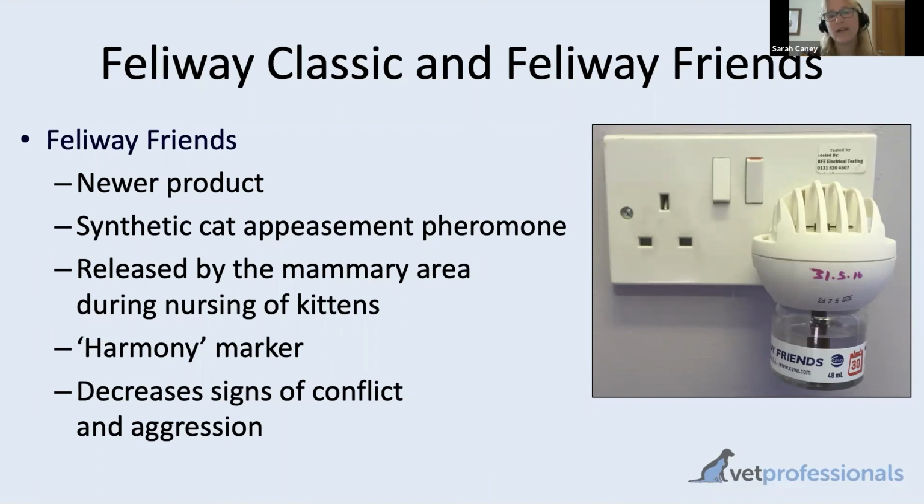and this can be very helpful in multi-cat households where there is tension between cats, and it's called the Harmony marker or Harmony pheromone. It's produced in a natural situation by the mammary area of the mother cat, so that when the baby cats are all having their milk, they're not thinking about fighting with each other. So it helps to just ease any tension and conflict between cats in the same house. And it definitely can be helpful, again, as part of a picture.